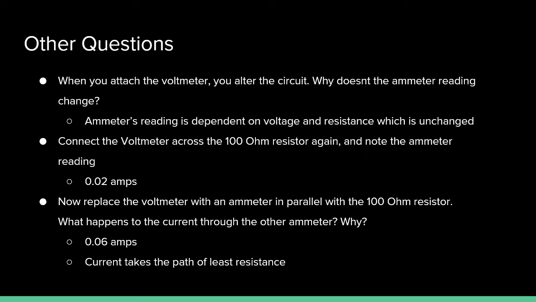So this was 0.02 amps. Now we replace the voltmeter with an ammeter in parallel with the 100 ohm resistor. So we're trying to look at what happens to the current through the other ammeter. So now the reading is 0.06 amps. So this is because the current takes the path of least resistance.